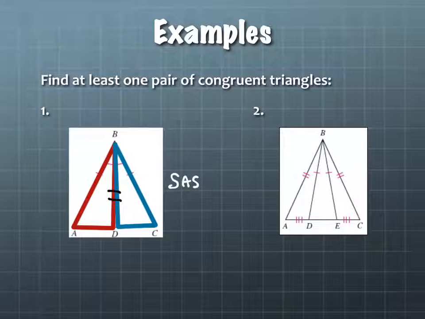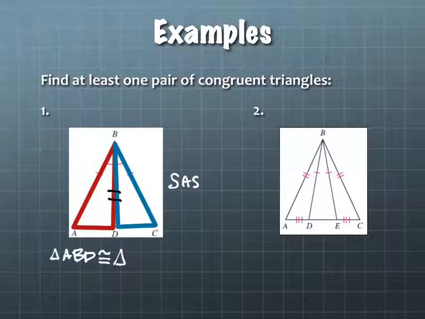So the next thing we're going to do is write down the congruence that exists. So the first triangle, tell me any order you'd like the vertices of the red triangle. A, B, D. And we're going to put the congruent symbol between them and a triangle. Okay, for the blue triangle, the order of the vertices matters. I have to match them up correctly.